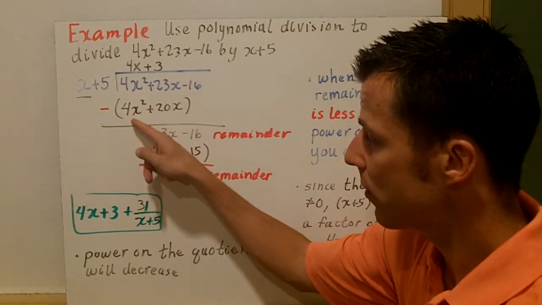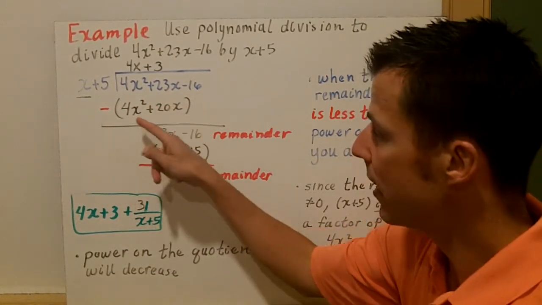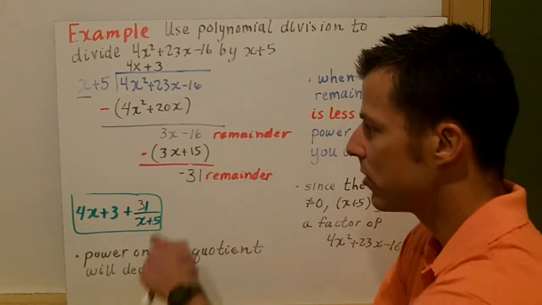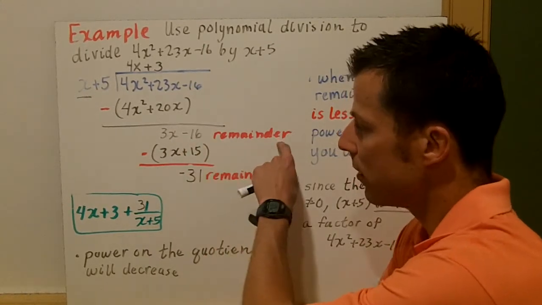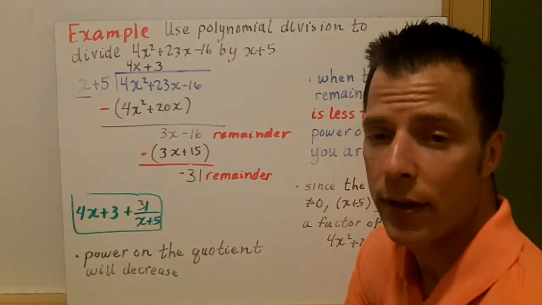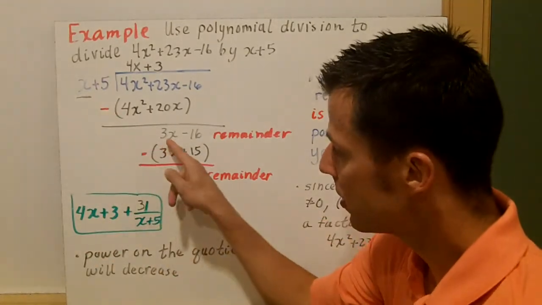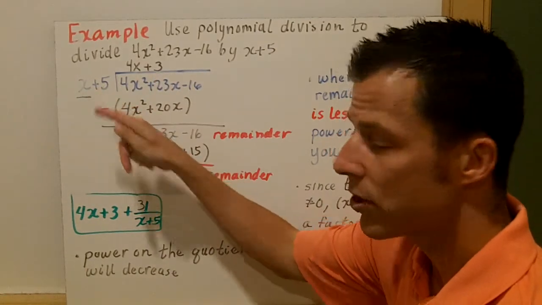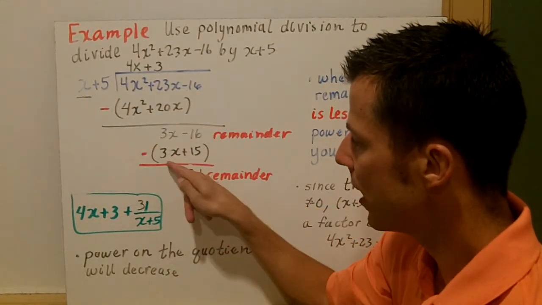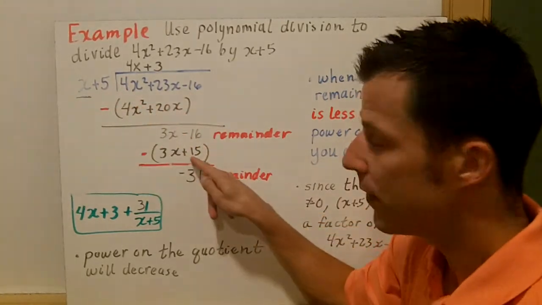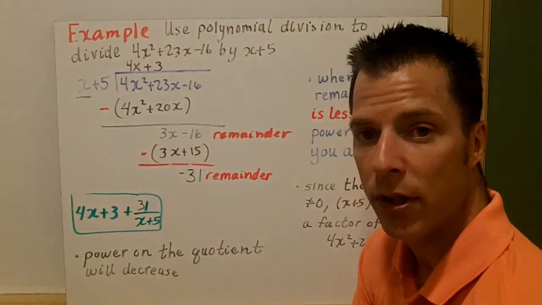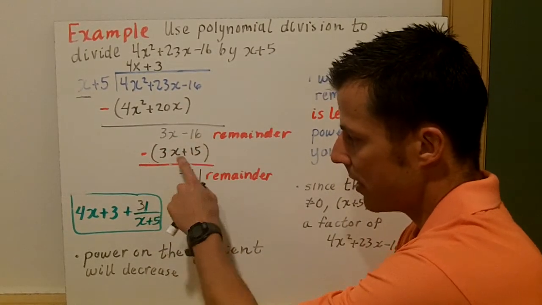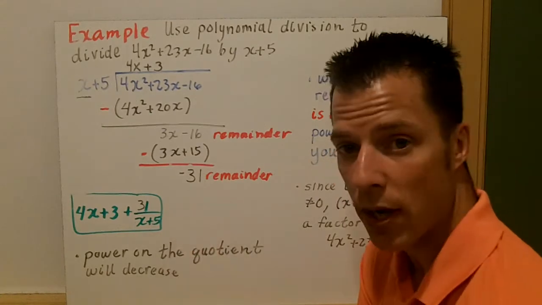4x squared minus 4x squared is 0x squared. 23x minus 20x is 3x, and I bring down the 16. So far, this would be my remainder. Now, back to x and my divisor. X goes into 3x 3 times. So we take that 3 and multiply to each term. So 3 times x is 3x. 3 times 5 is 15. And again, we subtract off both those numbers. So 3x minus 3x is 0. Negative 16 minus 15 is negative 31.